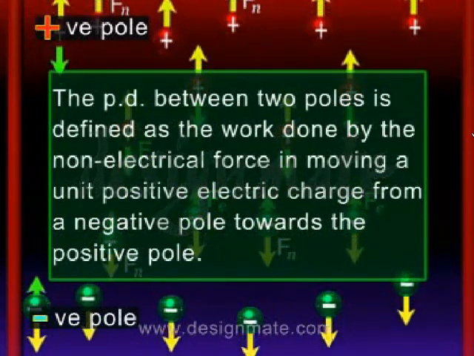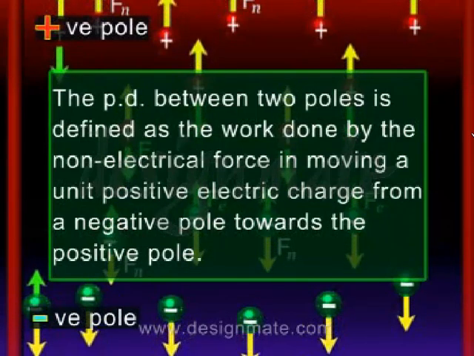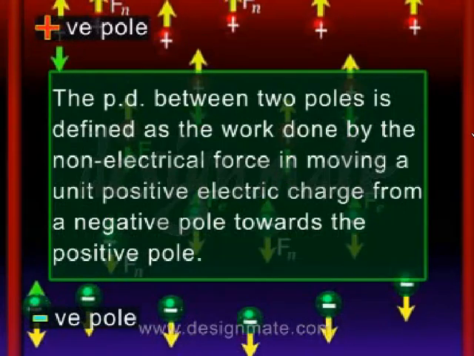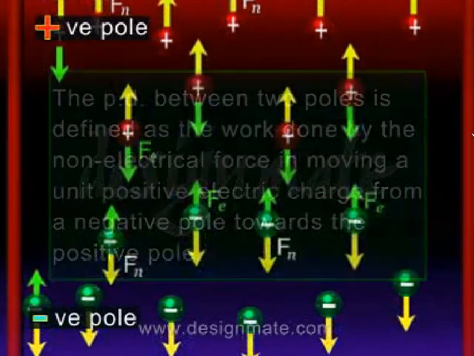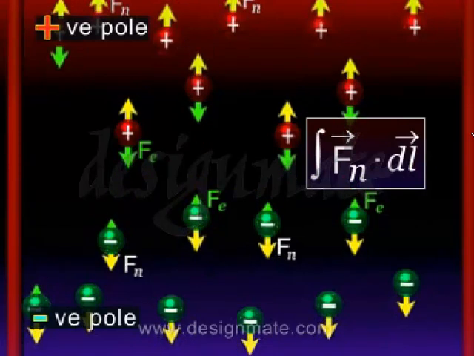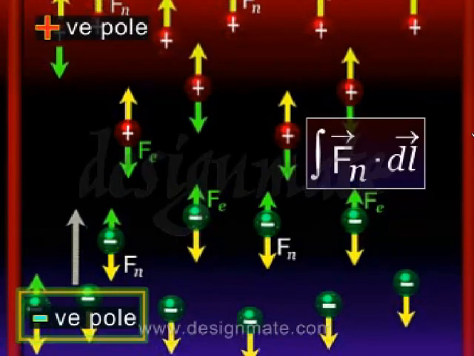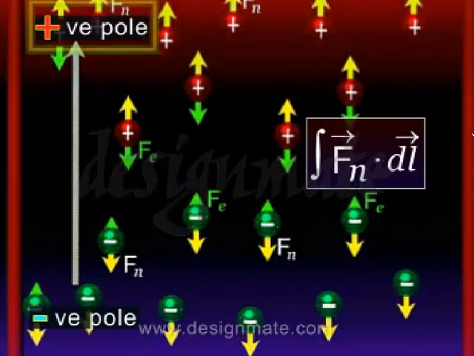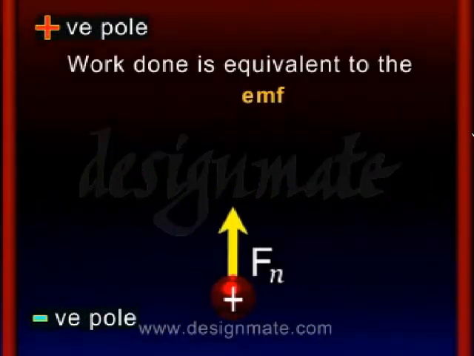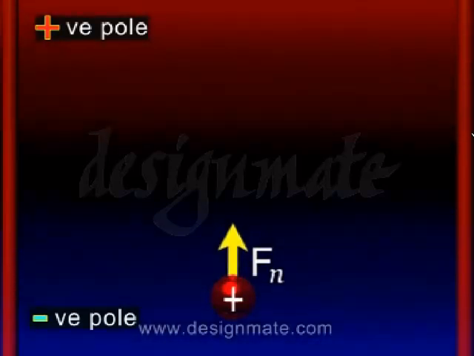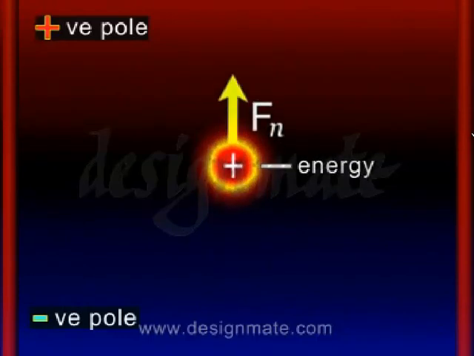The PD between the two poles is defined as the work done by the non-electrical force in moving a unit positive electric charge from a negative pole towards the positive pole. This work is equal to line integration of vector Fn dot vector dl, where line integration is from negative pole up to the positive pole. As per the above definition, the work done is equivalent to the EMF. The unit positive charge gains energy while moving from the negative pole towards the positive pole.